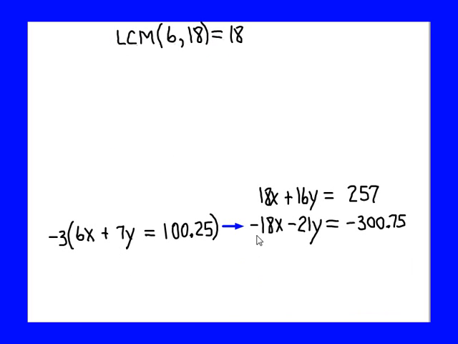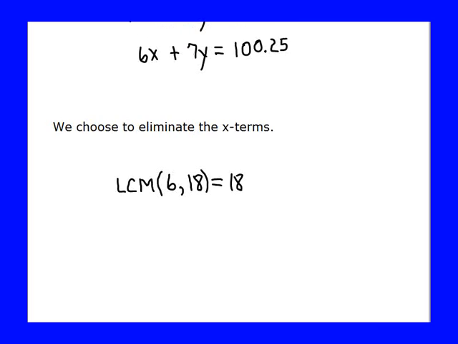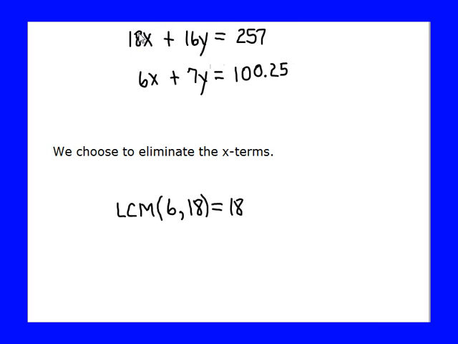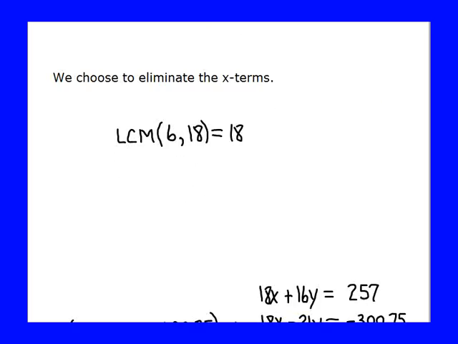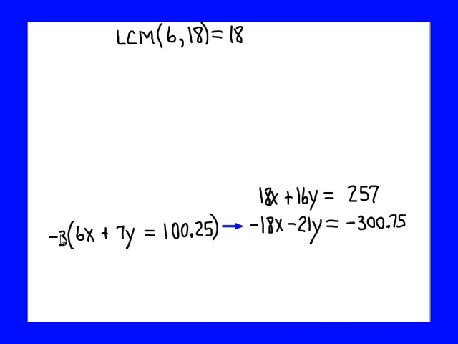So now what we decided to do is that in this case, the first equation, the coefficient is already 18. So we don't need to do anything to the first equation, but we now know in order to get the same coefficient for the x term in the second equation, we need to multiply the second equation by -3. So once again, each term gets multiplied by -3. So -3 times 6x, -3 times 7y, -3 times 100.25.